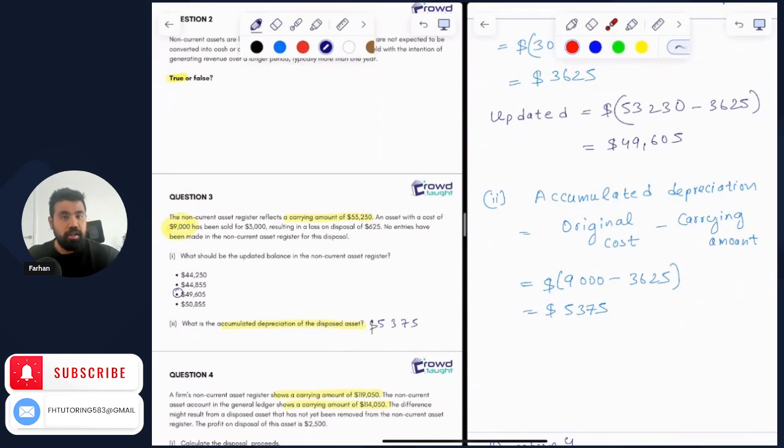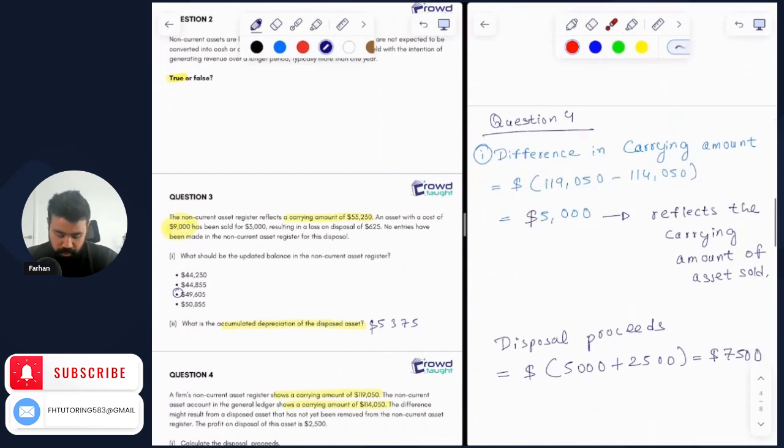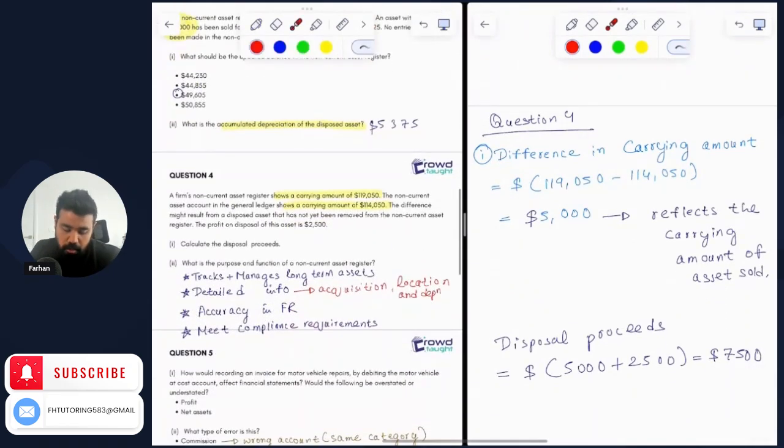All right, so if we are clear with question number 3, let's move to question number 4 now. A firm's non-current asset register shows the carrying amount of $190,050. The non-current asset account in the general ledger shows the carrying amount of $140,050. The difference might result from a disposed asset that has not yet been removed from the non-current asset register. The profit on disposal of this asset is $2,500.